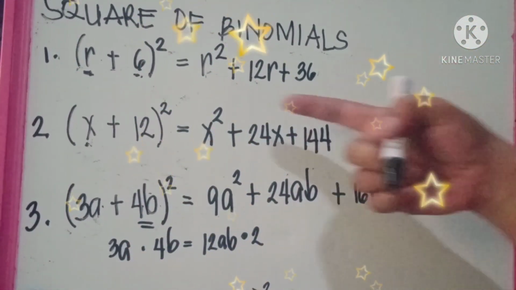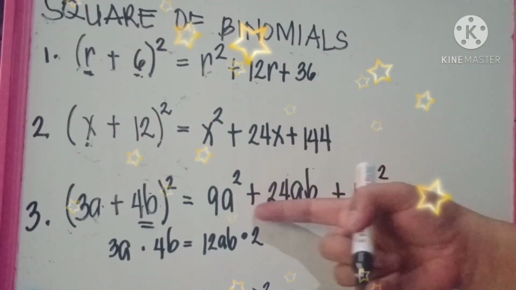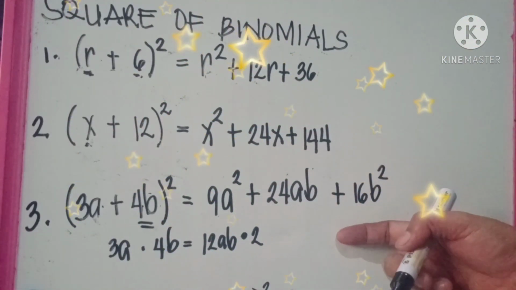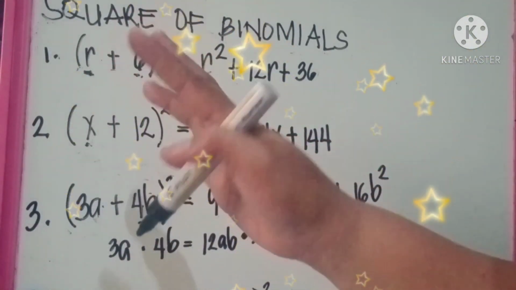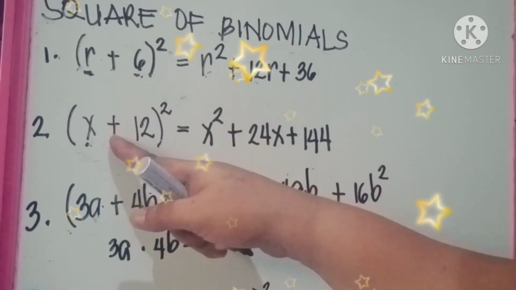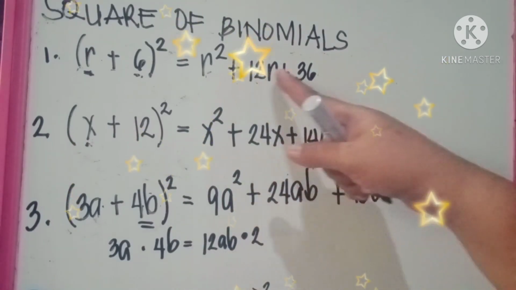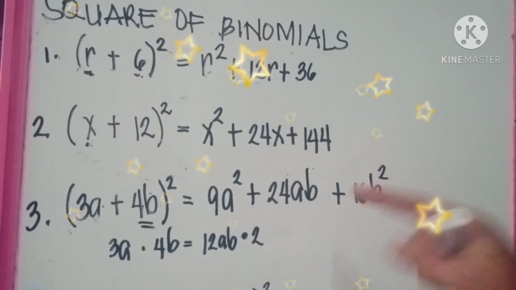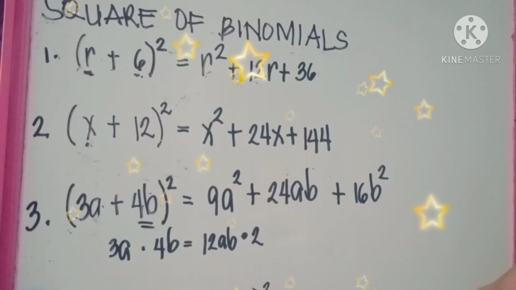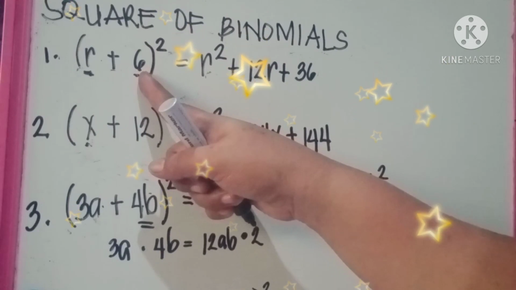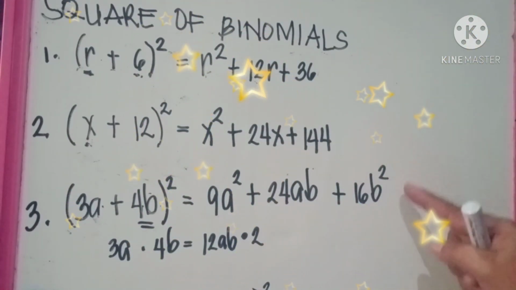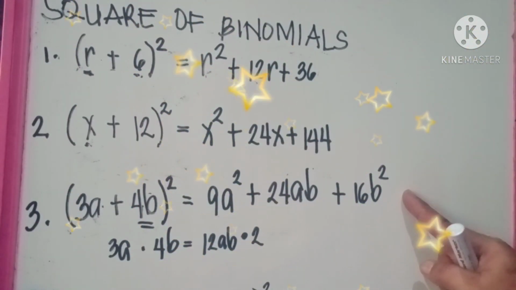Okay? So, anong napapansin nyo sa kanila? Ha? So, lahat ng mga signs ay puro positive. So, ibig sabihin, if the terms ay napagse-separate ng plus sign, then all the signs of the products are positive. Okay? And tandaan, pag nag-square tayo ng binomials, ang answer ay perfect square trinomial.